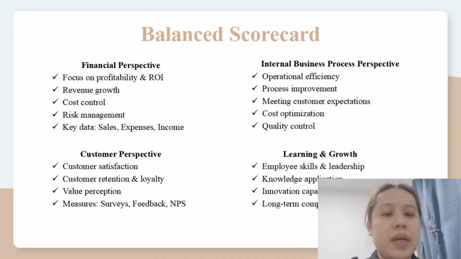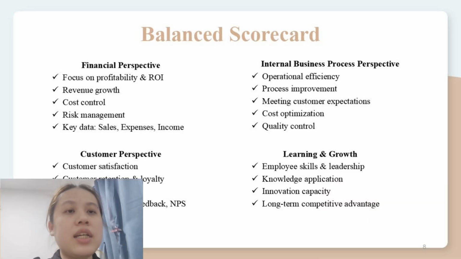First, the financial perspective. This focuses on revenue growth, profitability, cost control, and return on investment. For IKEA, this ensures that even though the prices are low, the financial performance will remain sustainable. The second is the customer perspective. This measures customer satisfaction, retention, and loyalty. IKEA uses tools such as surveys and Net Promoter Score to evaluate how customers perceive its value.